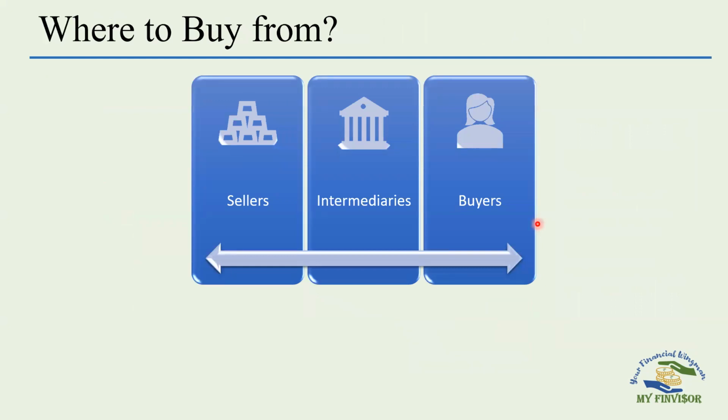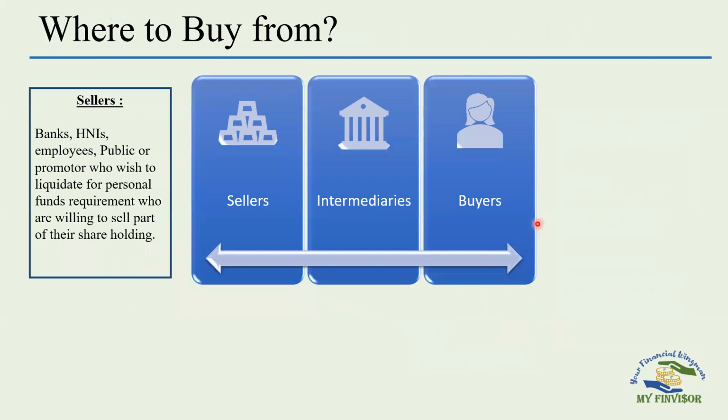And then where to buy from? So it is very simple. There are sellers available in the market. Who are these sellers?